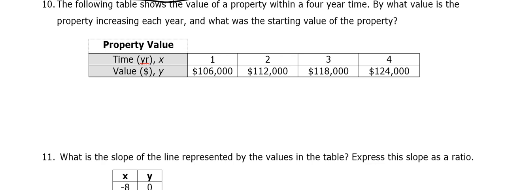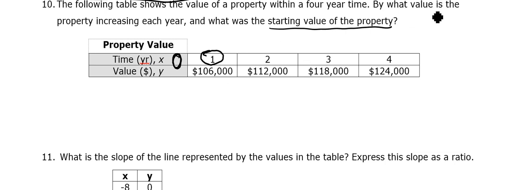Number 10, the following table shows the value of a property within a 4-year time. By what value is the property increasing each year? And what was the starting value of the property? Now, the starting value is not where 1 is. That's after 1 year. So the starting value would actually be where 0 is. And this is a little bit extra step, so this won't be on your test, but I'm going to go over it anyway, because I actually do think that you could do it, but it won't be on your test.